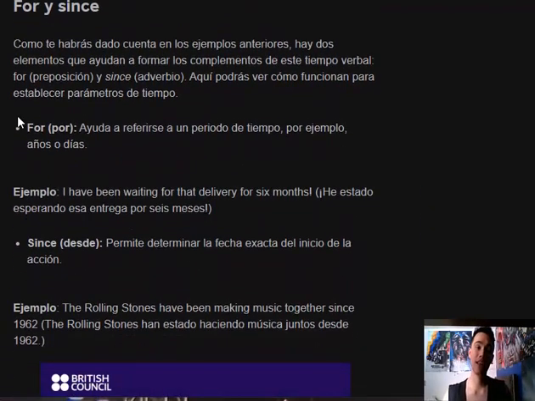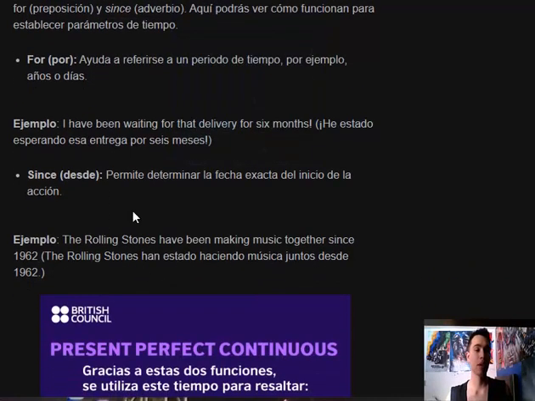And now we have for and since in the present perfect continuous. As we can see, in the past examples we use for and since in every single one of them. We use for to refer to a period of time, for example days or years. Like I have been waiting for that delivery for 6 months.